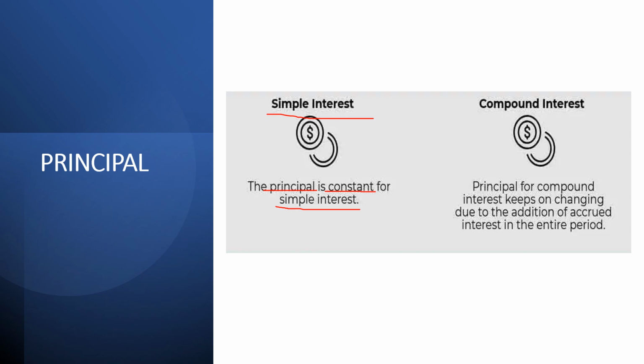Now, for compound interest, the principal keeps on changing due to the addition of the accrued interest in the entire period. Whatever your future value in your first year of payment will be your principal in your second year of payment. Whatever your future value or maturity value in your second year of payment will be your principal in your third year of payment, and so on.